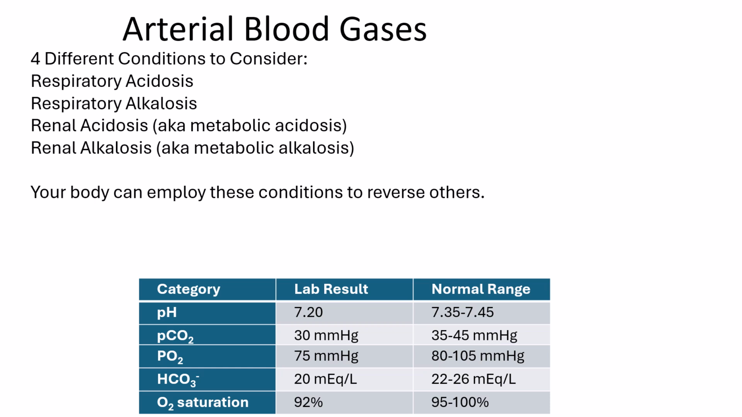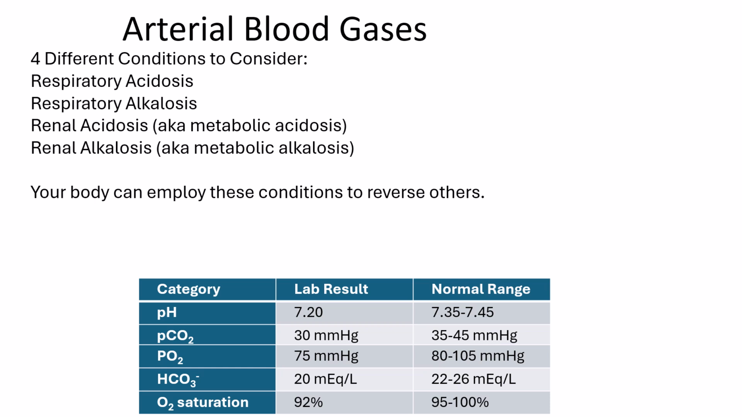We can use these measurements to determine if our patient is in one of these four conditions, which are named for the system that is causing the condition. Respiratory acidosis is low pH caused by the respiratory system, and respiratory alkalosis is high pH caused by the respiratory system. The same goes with renal, or what is sometimes called metabolic acidosis and alkalosis. And arterial blood gas can help us determine if the lungs or the kidney are the culprit.